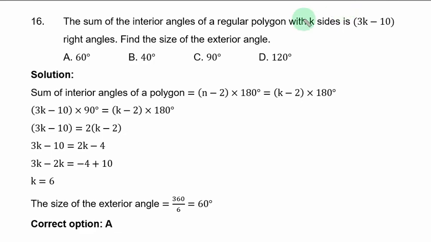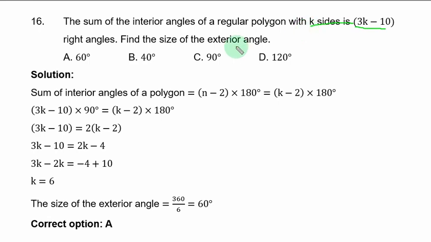Question 16. The sum of the interior angles of a regular polygon with k sides is 3k minus 10 right angles. Find the size of the exterior angle. So from this question, k is replacing n. We are used to n.